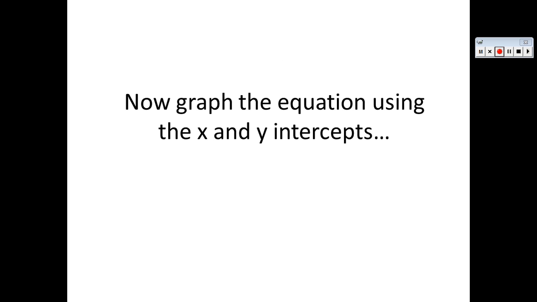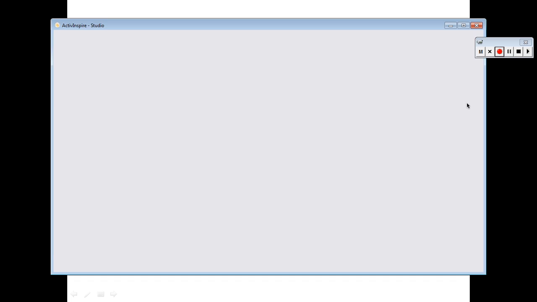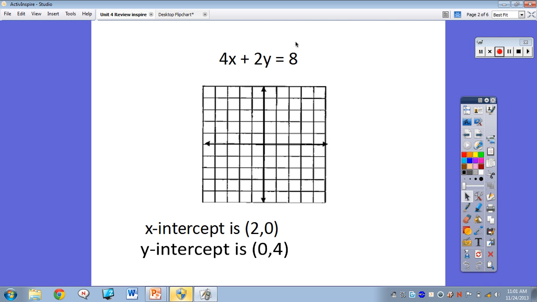You can actually graph a line using the x and y intercepts. So how do you do that? Okay, so this is the equation I had before. I found out that the x-intercept was (2, 0), and then the y-intercept was (0, 4).